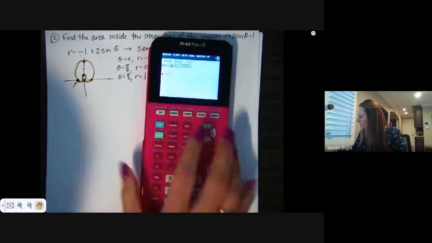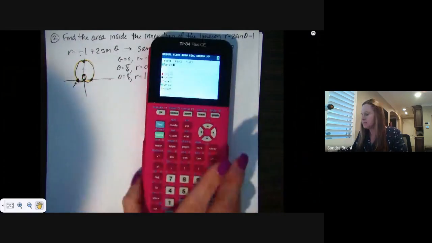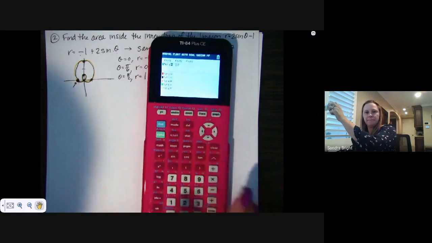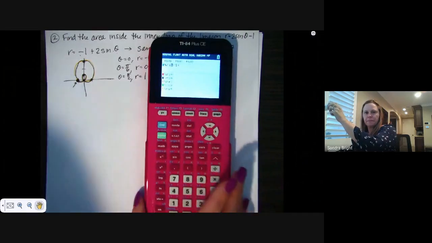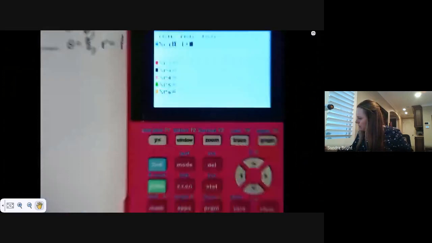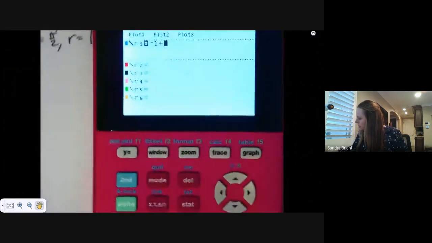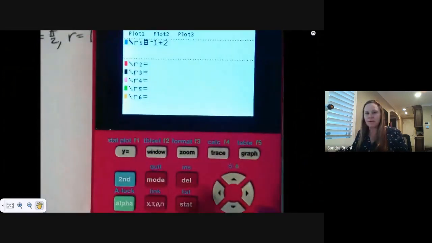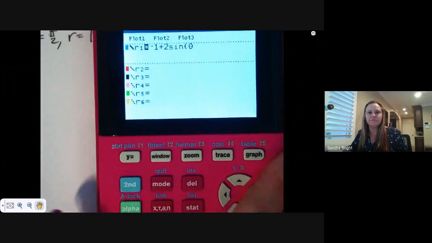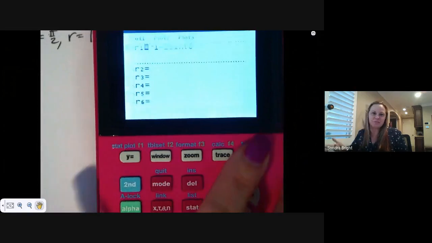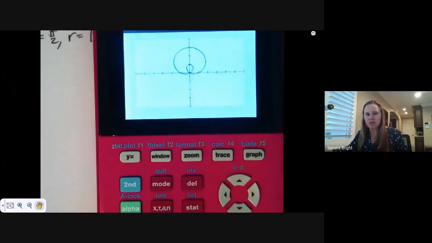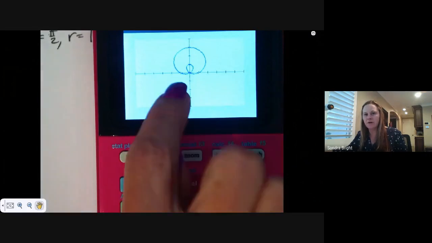Okay, so I want -1 plus 2 sine of theta. I'll zoom in. Okay, and watch how it gets generated, right? Graph it. Yeah, theirs looks much better. But did you see how it started here and then went around that way?